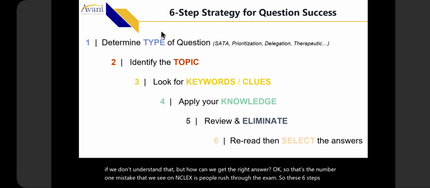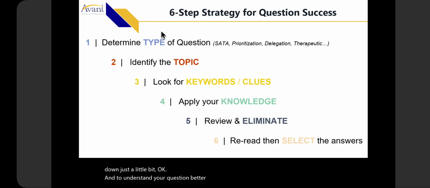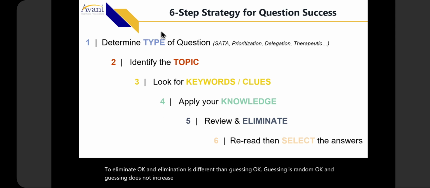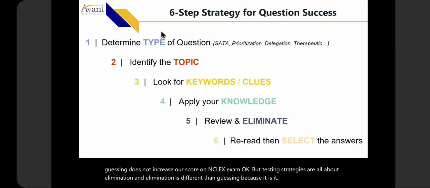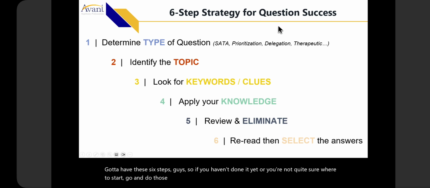So these 6 steps to question success are here to help you do 2 things. The first one is to help you slow down just a little bit and to understand your question better. The second part is that the 6 steps help you use your testing strategy to eliminate. Elimination is different than guessing. Guessing is random, and guessing does not increase our score on the NCLEX exam. But testing strategies are all about elimination, and elimination is different than guessing because it slowly gets rid of wrong answers so that we can get closer and closer and closer to the right answer. So you've gotta have these 6 steps, guys. If you haven't done it yet or you're not quite sure where to start, go and do those 6 steps first.